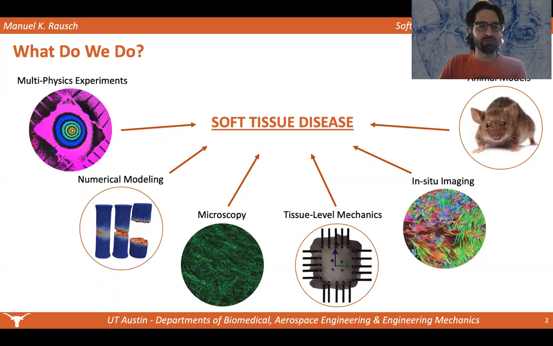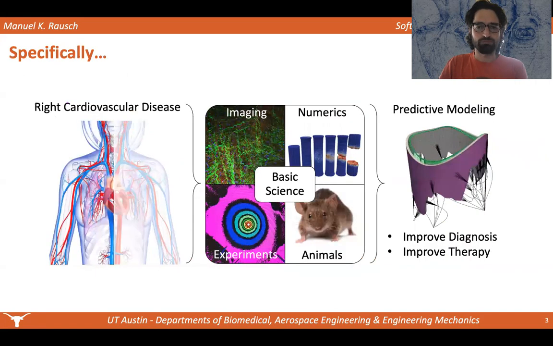We do that by using multiphysics experiments, numerical modeling, microscopy, tissue level mechanics, in situ imaging, and you can see it here just above the mouse, but we also do mouse modeling in large and small animals. Specifically, we're really interested in right cardiovascular disease. As I said, we use a range of different techniques and tools to do that, but we ultimately do basic science toward predictive modeling. And the vision here is to improve diagnosis, improve therapy.